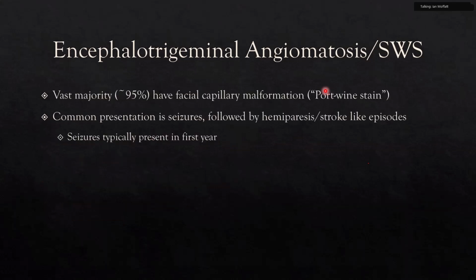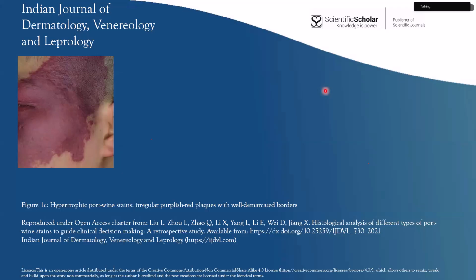About 95% have facial capillary malformations, which are characteristic, the port wine stain. And they typically present with seizures, which can progress to hemiparesis and stroke-like episodes. And the seizures typically present very young, in the first year or so. This is the typical cutaneous manifestation. So this is the port wine stain, dark facial capillary malformation, typical of Sturge-Weber.